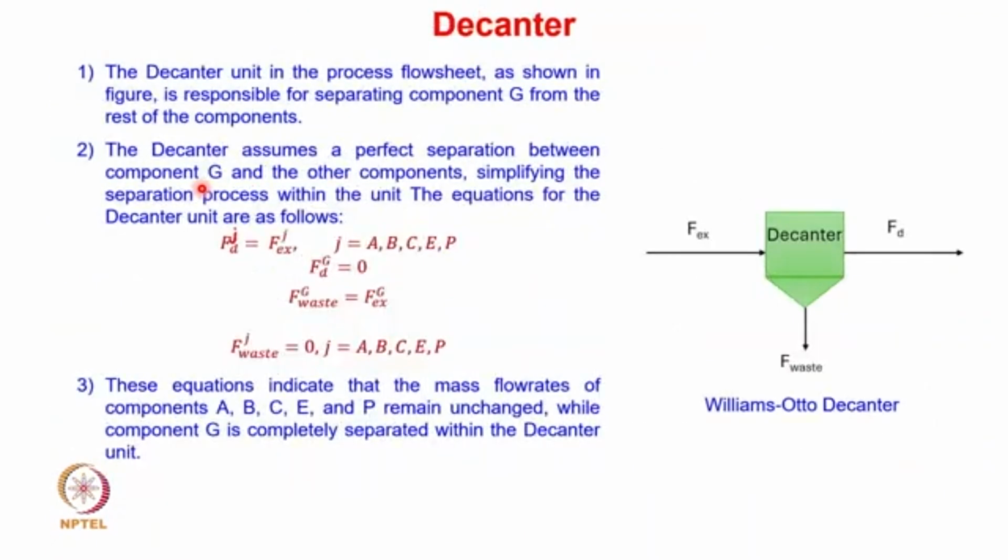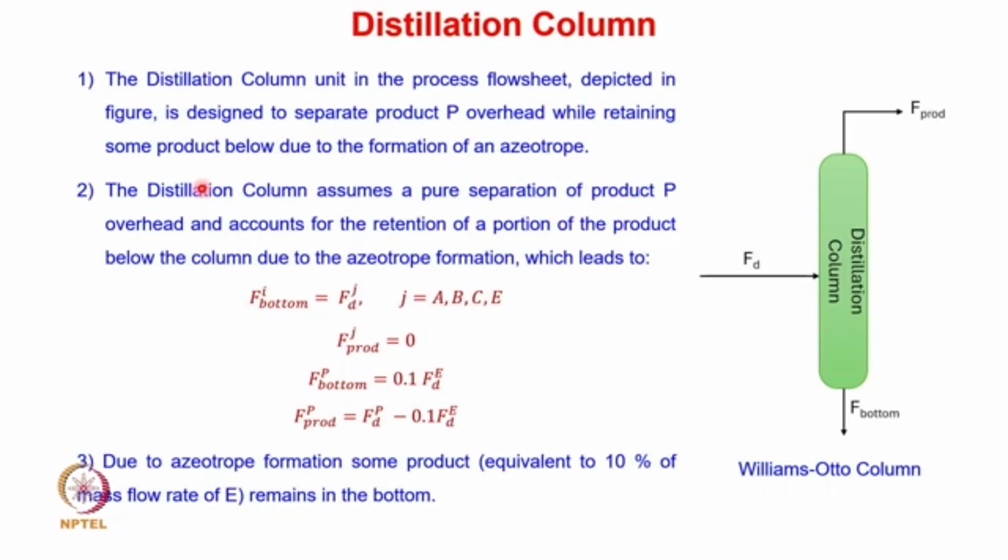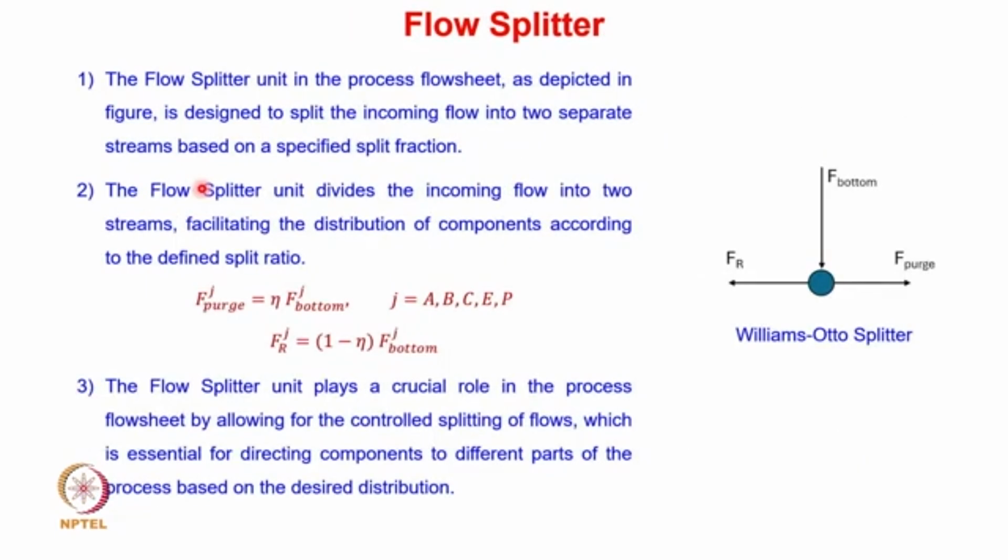So in this case, finally the bottom product coming out from the distillation column will be charged to the splitter unit, where some part will be separated as a purge and the remaining will be recycled back. The flow splitter unit in the process flow sheet as depicted in the figure is designated to split the incoming flow into two separate streams based on the specific split fraction. And this split fraction is very very important. This split fraction we have to decide based on what concentration we want to maintain in the recycle stream.